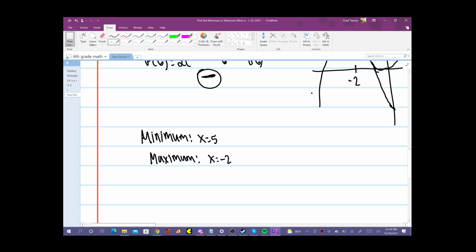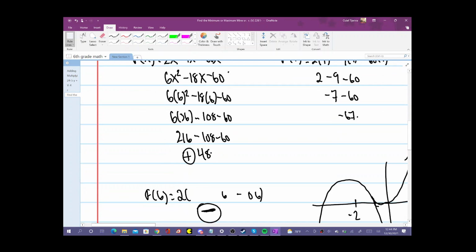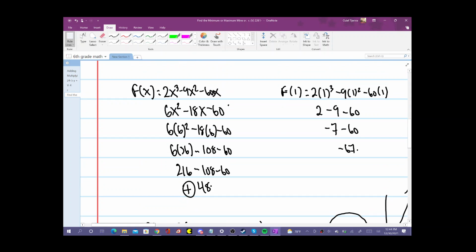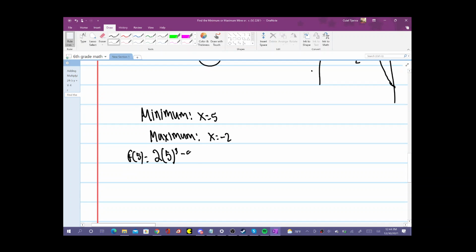So then, so basically now at this point we have to find what f of 5 is and what f of -2 is, because we need the points. So we have 2 times 5 cubed minus 9 times 5 squared minus 60 times 5. So then this becomes, sorry guys, give me a second.